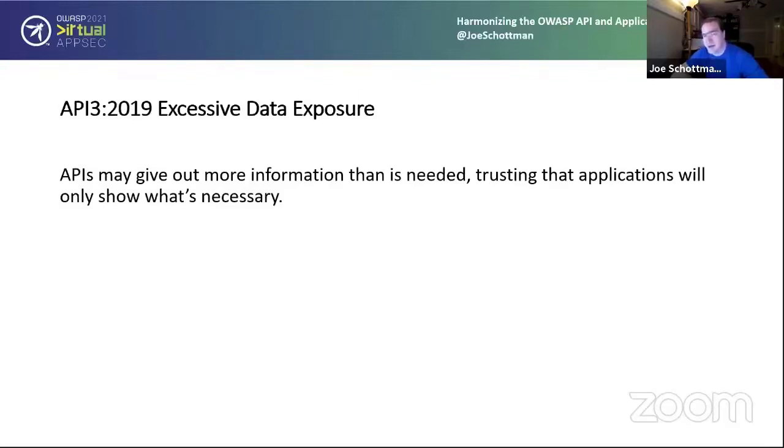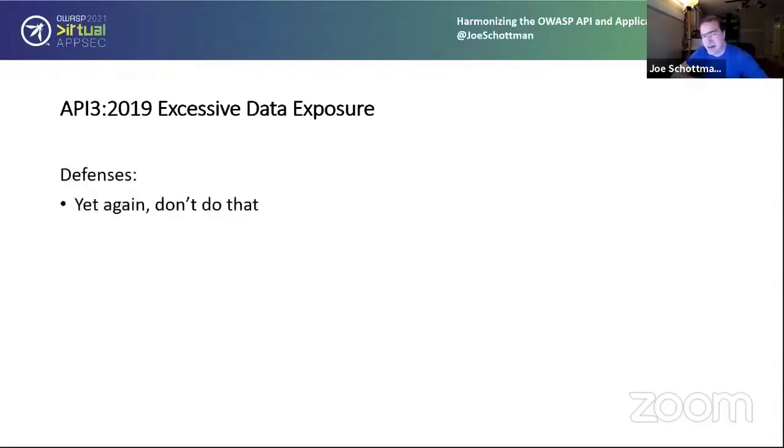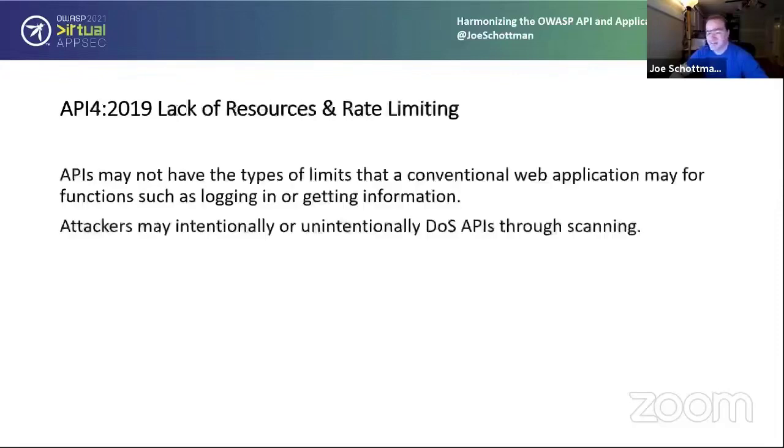You always have to make sure that you restrict what is being given out to the absolute minimum of what's required. So yet again, the answer is to work with your developers and ensure that they're not doing that. There's no clever WAF rules that can fix this. There's no clever SAST detection tools that will fix this. You just have to look at the data and figure out whether there's more information being given out than there's supposed to be. Lack of resources and rate limiting.